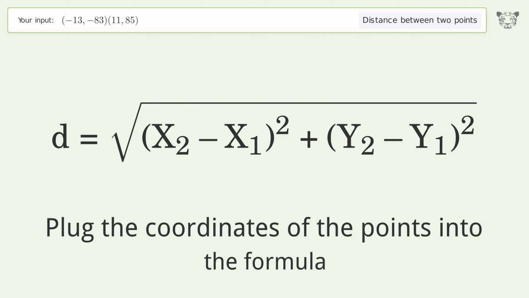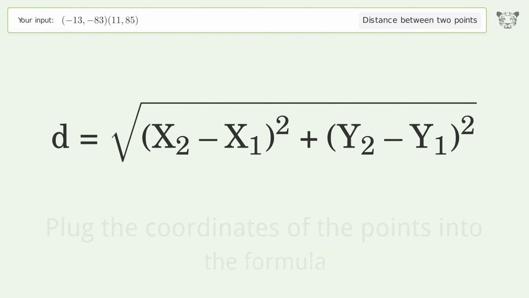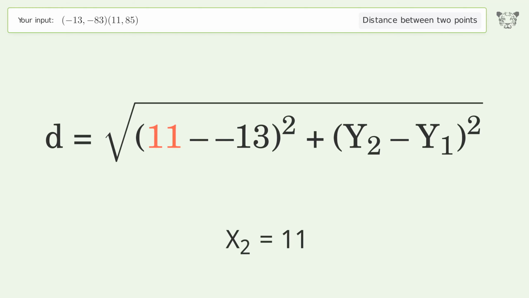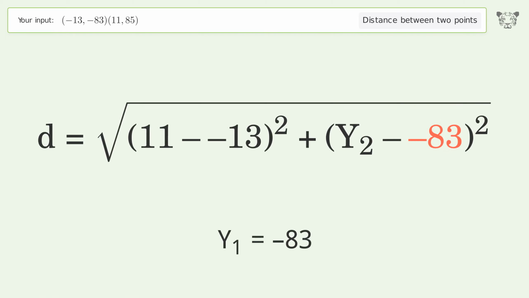Plug the coordinates of the points into the formula. x1 equals -13. x2 equals 11. y1 equals -83. y2 equals 85.